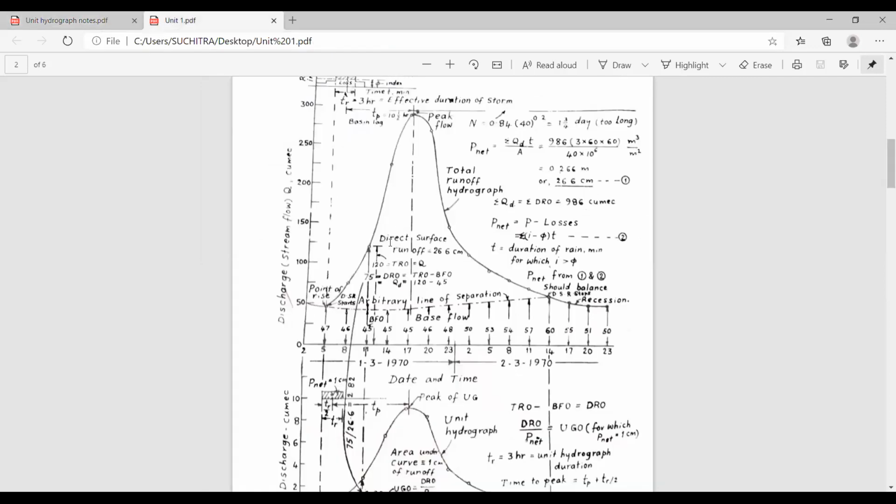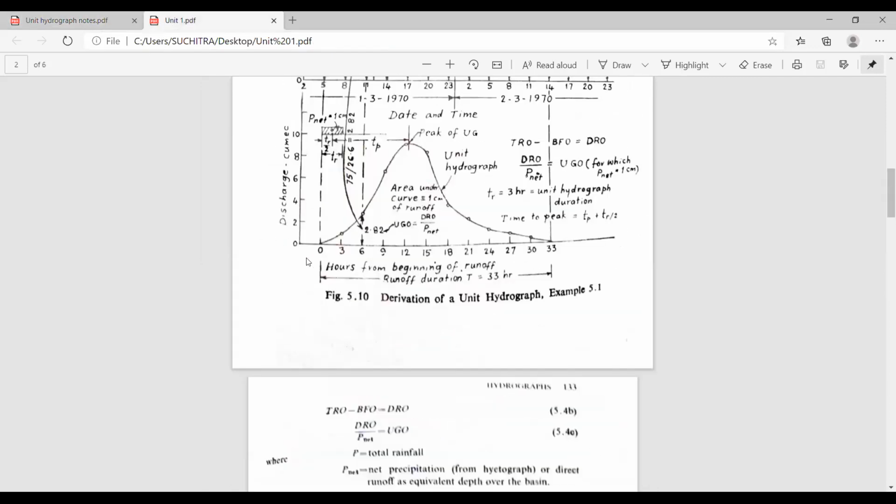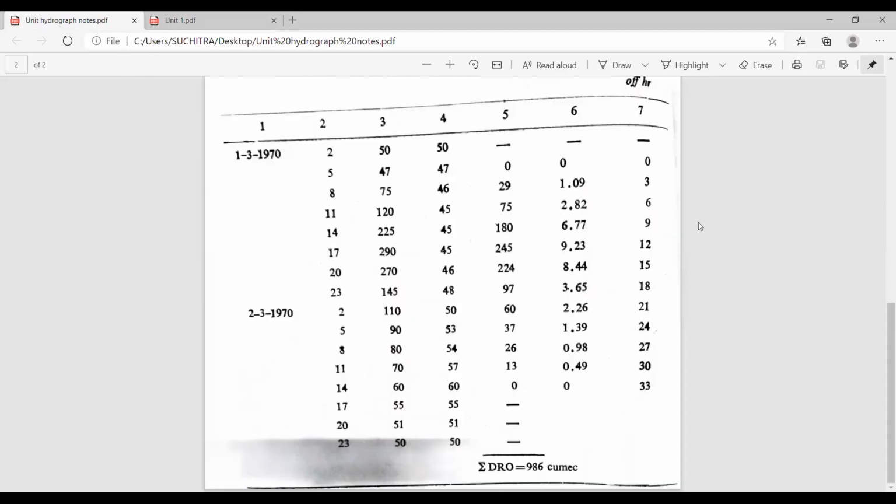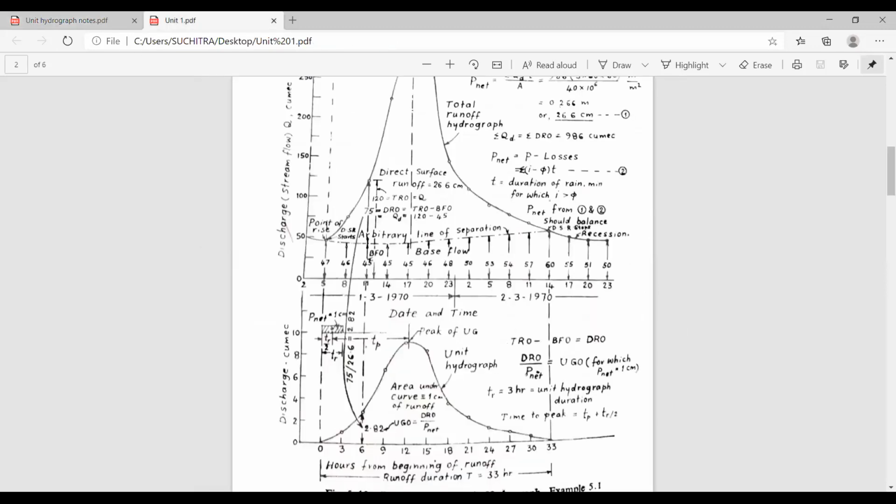Now, once you get the ordinates of the unit hydrograph, you can see here that the unit hydrograph starts from the 5th hour. Here at the 5th hour, the ordinates of the unit hydrograph start. So from the 5th hour, these are the ordinates of the unit hydrograph at different time intervals, up to 33 hours.